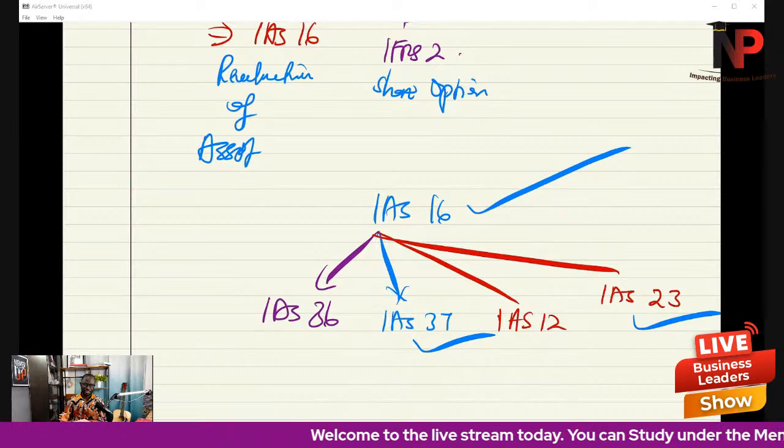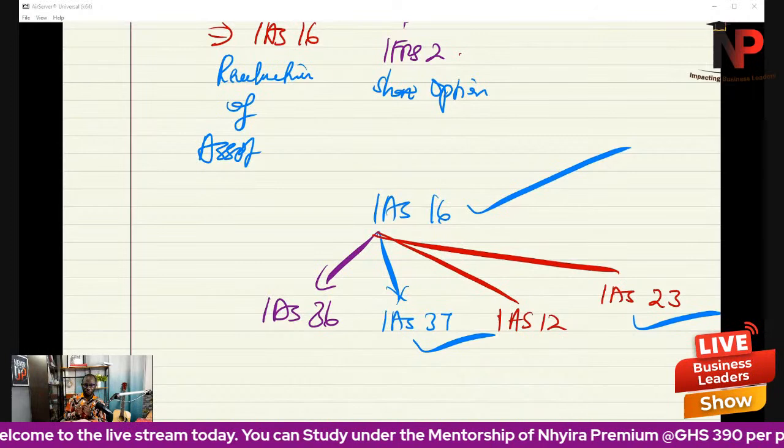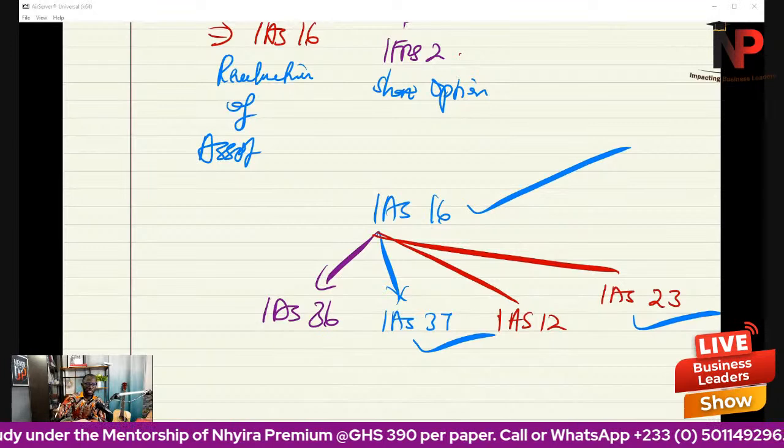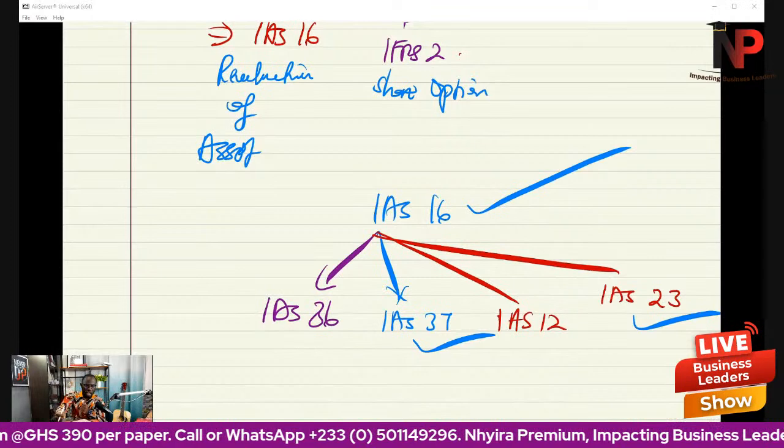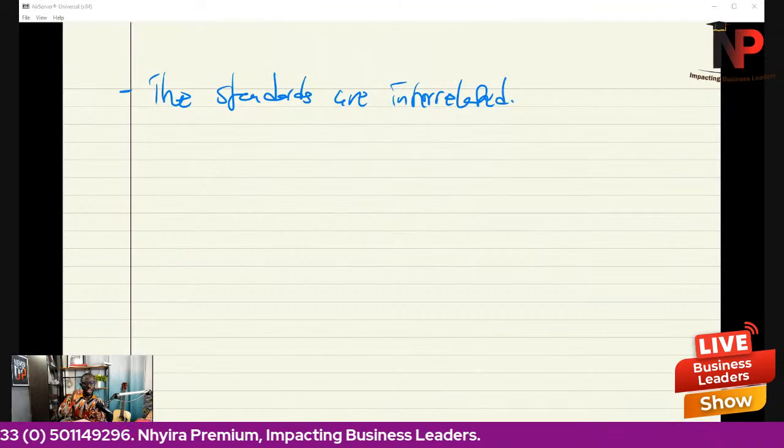So you don't learn and dump the principles. You don't learn and throw the principles away. You learn IAS 16, you keep the principles because you know it is going to come in when you're looking at IAS 23. It is going to come in when you're looking at IAS 12. It is going to come in when you're looking at IAS 37. So that is the first thing I want you to understand, that the standards are interrelated.